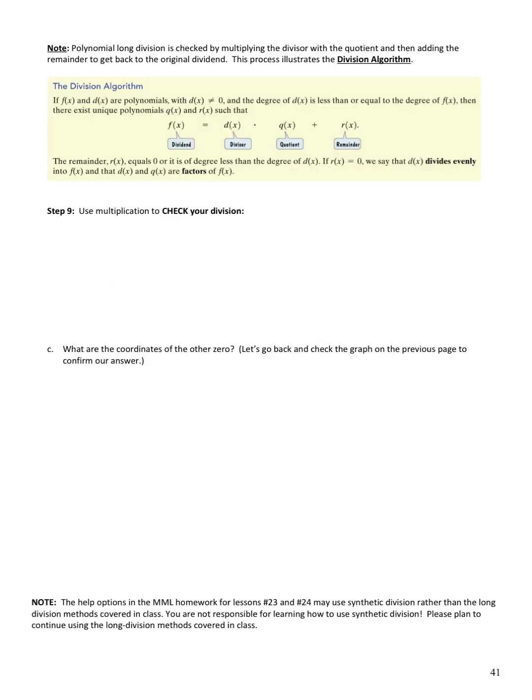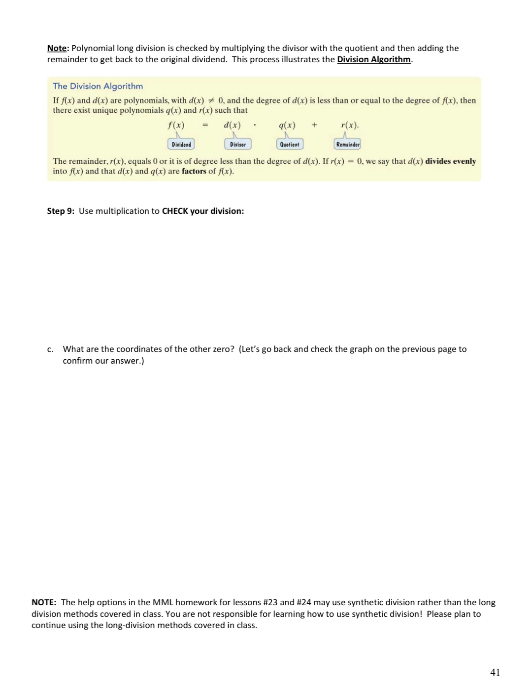So polynomial long division is checked by multiplying the divisor with the quotient and then adding the remainder, just like with numbers, to get back to the original dividend. This process is called the division algorithm. Your dividend should always equal your divisor times your quotient plus your remainder. So in our example, we had no remainder.